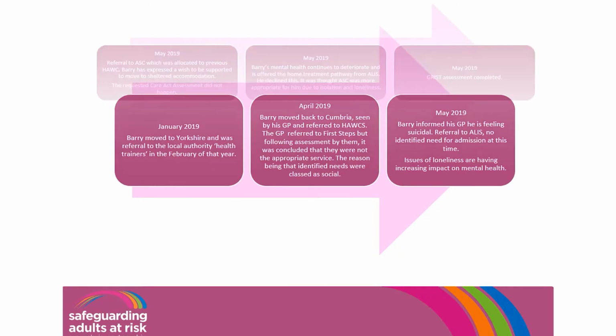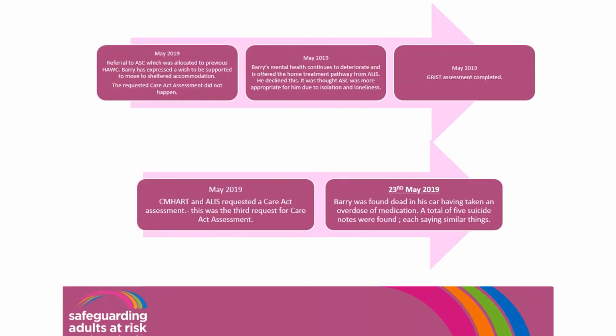And then sadly, a lot did happen in the May, in the build up to Barry's death. So there were further referrals to adult social care, the Hawke service. There was also further discussion with the Alice team around the home treatment pathway, but Barry actually felt that that wasn't what he needed. He was wanting to explore supported living accommodation, which is one of the reasons the Care Act assessment had been made, which, as we've heard, wasn't picked up, unfortunately.